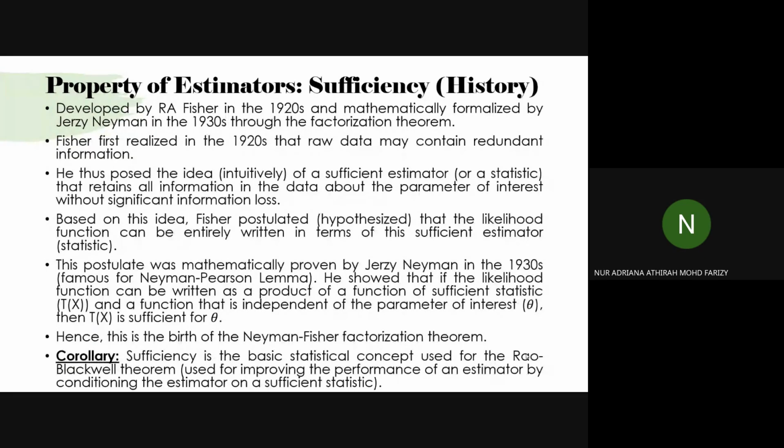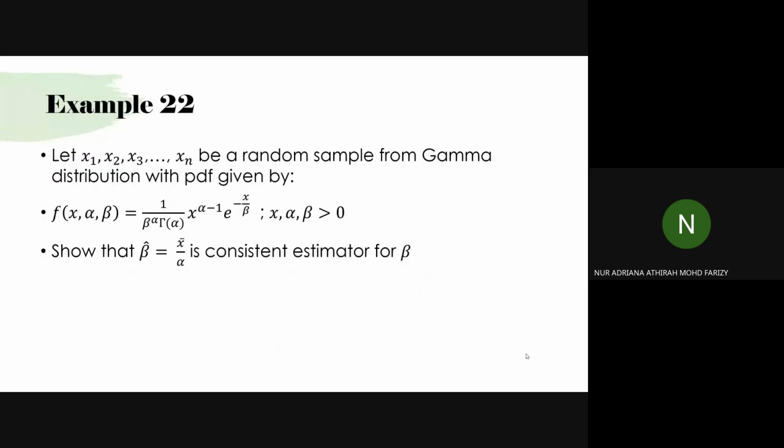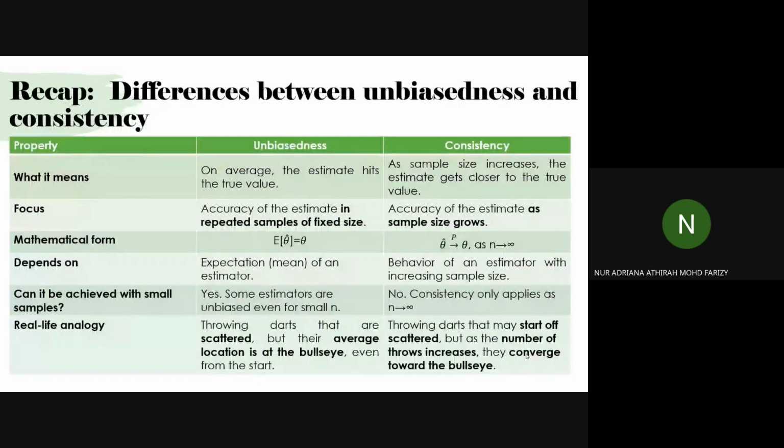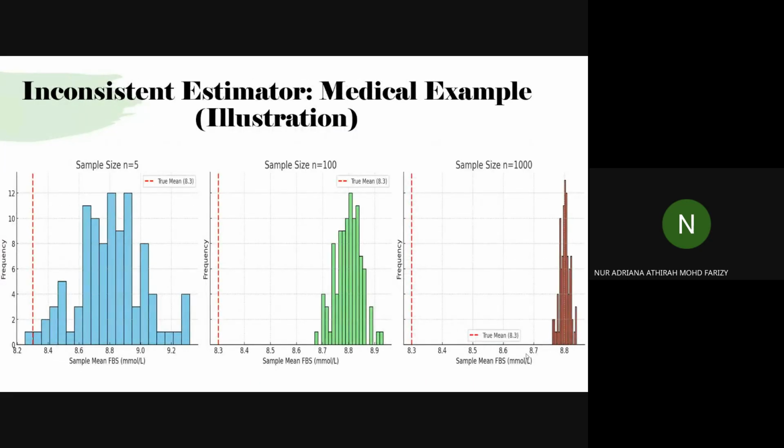Based on theorem 6, an unbiased estimator is also a consistent estimator, but is it possible for an estimator to be consistent but biased? Consistent but biased. Yes.